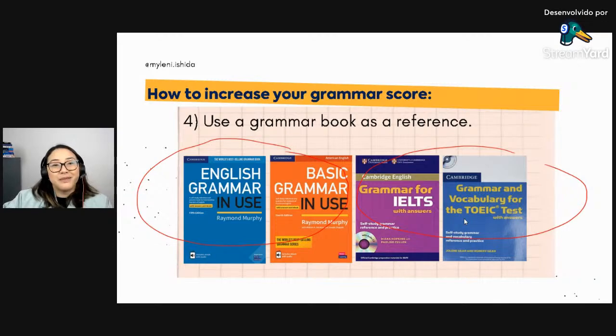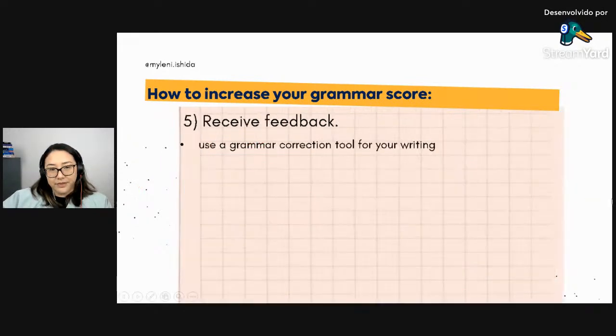So why is that important? You are going to use this book as a reference, okay? I have been studying French and I have my grammar book of French that I try to do every day a little bit. Okay, so when you do that, you are going to do what? Memorize the rules and make your own examples. Okay, receive feedback. That's the last step.